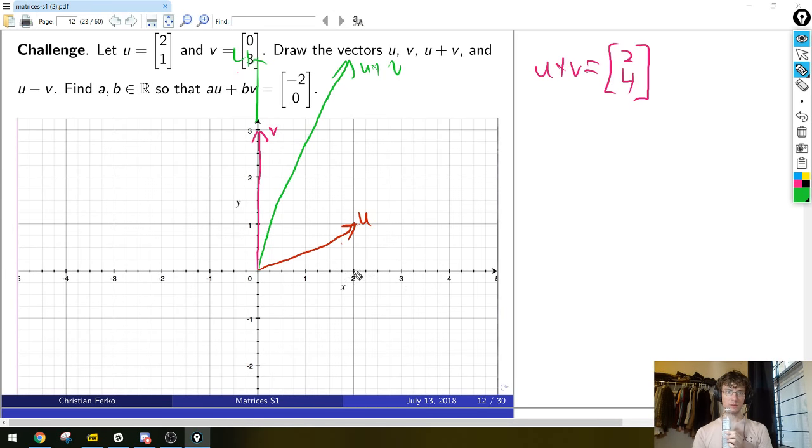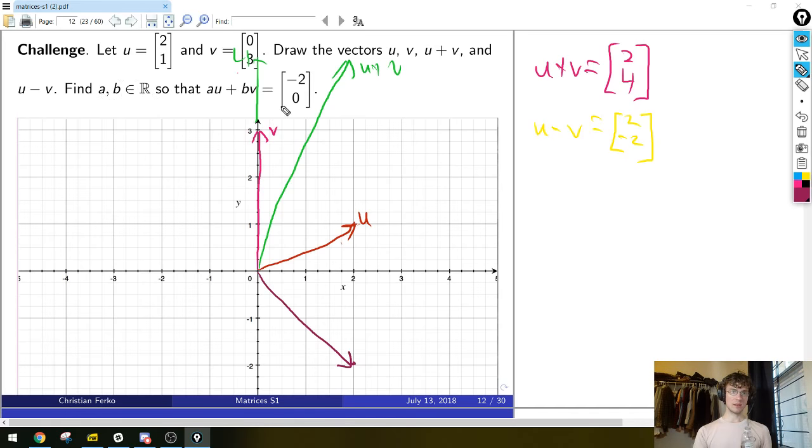2, 4. Okay, how about u minus v? U minus v would be the vector 2, negative 2. 2 minus negative 2, 2. Good. Okay, and then I will not torture you any further. 2 minus 2, of course, goes from the origin to the point 2, negative 2, which is down here.